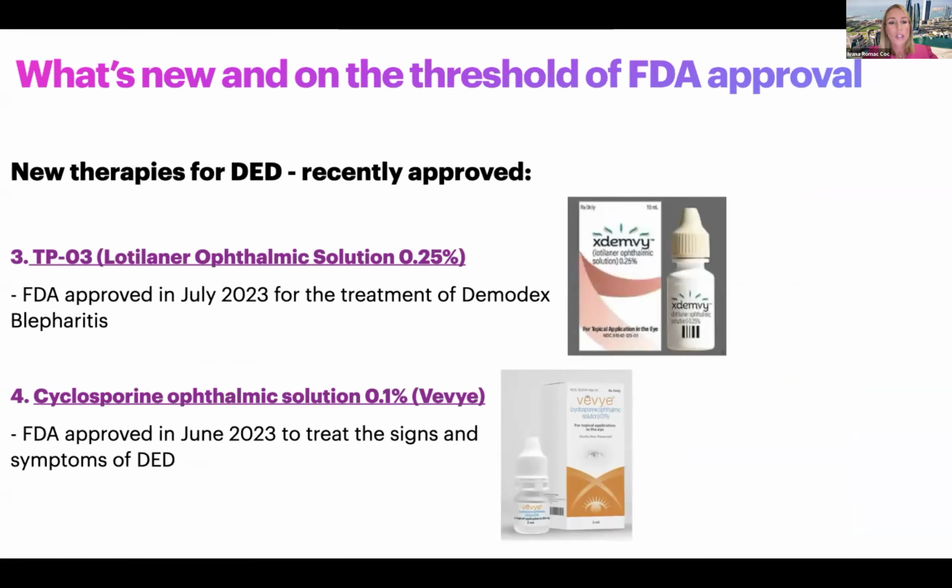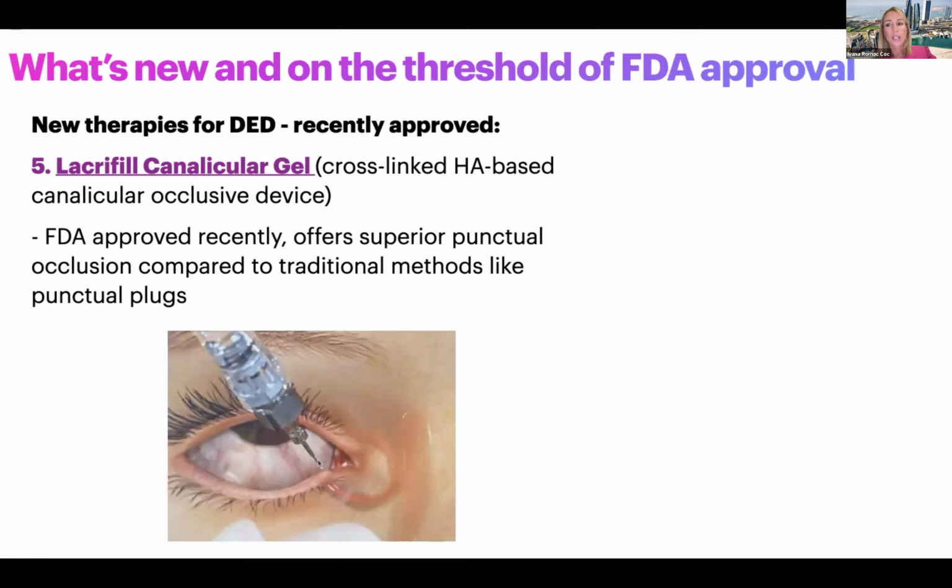Another medication worth mentioning is lotilaner ophthalmic solution, which was FDA approved last year as well, and it's used for the treatment of Demodex blepharitis. And we have now cyclosporine 0.1%, FDA approved in June 2023, and it was also approved for the treatment of signs and symptoms of dry eyes. This is a device worth mentioning. It's called Lacrifill canalicular gel, a cross-linked hyaluronic acid-based canalicular occlusive device. It was recently FDA approved, and it has a benefit. It's offering a superior punctal occlusion compared to typical punctal plugs that we are using.